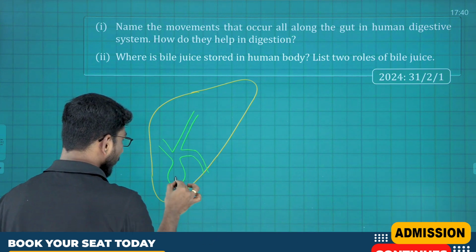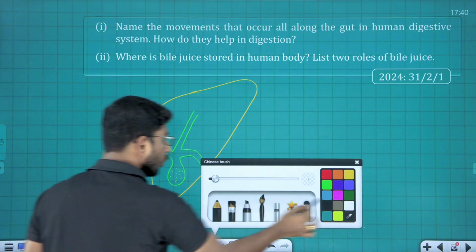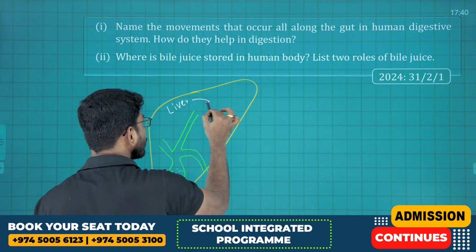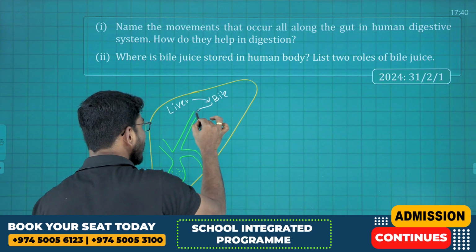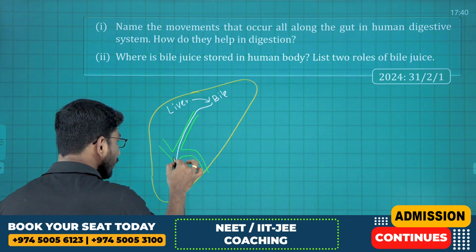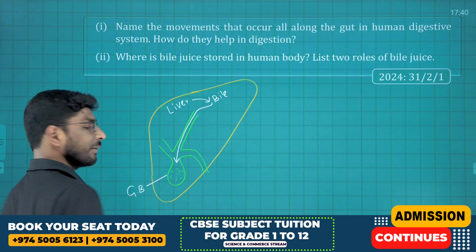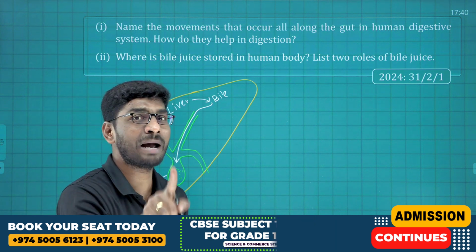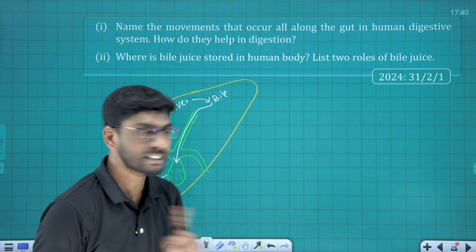Come down. Okay, here it is, bile storage. Got my point? So who will secrete the bile? The liver produces the bile juice. Through this duct, it will come and be stored in the gallbladder. And this bile is important for emulsification, but bile does not contain any digestive enzyme. Keep in mind, it does not contain any digestive enzyme.